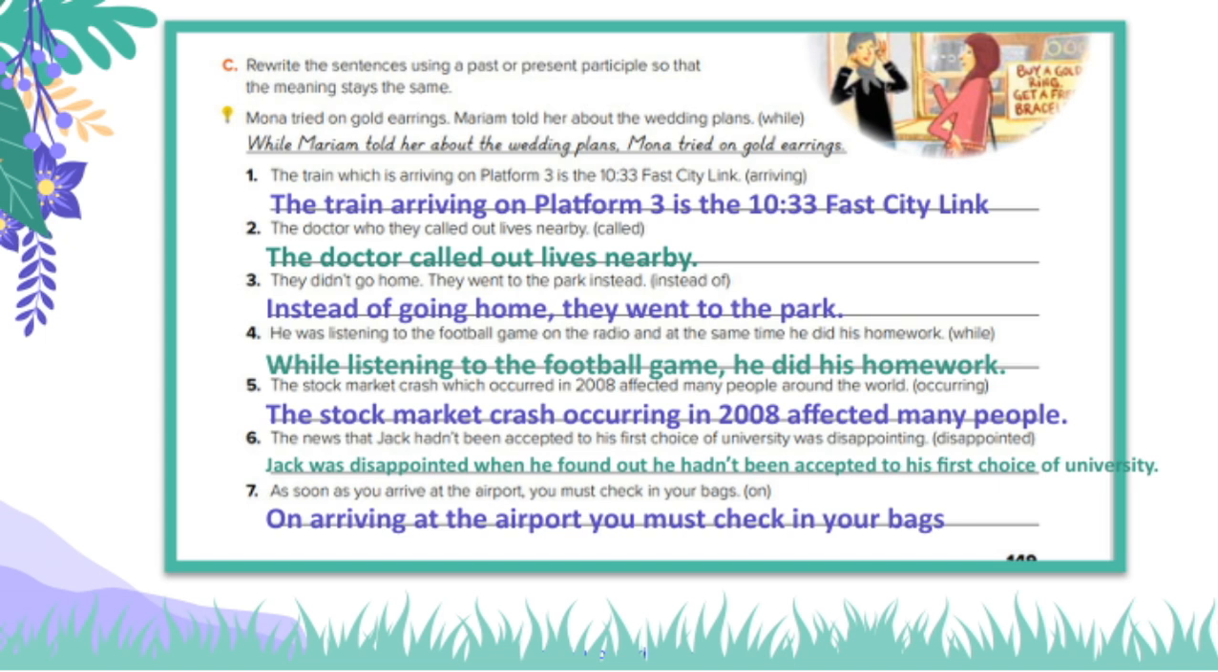And if you're catching a train, remember that the 10:33 fast city link arriving on platform 3 is a good detail to keep in mind to avoid missing your train. Overall, these examples emphasize the importance of clarity, preparation, and understanding context in our daily communication and decisions.